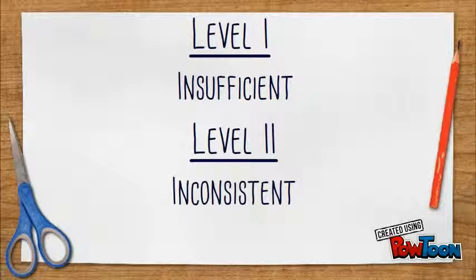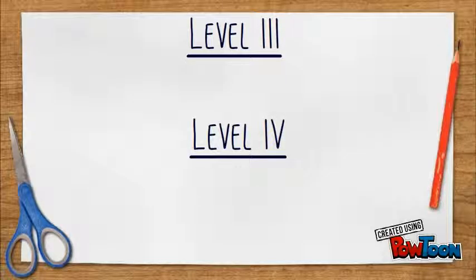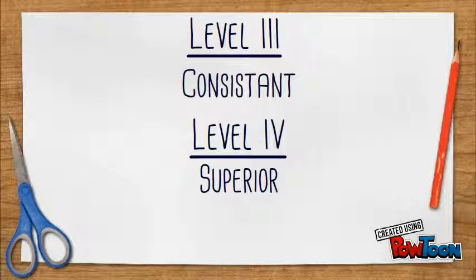Level 1 is insufficient, meaning that they do not have the sufficient mastery of knowledge and skills. Level 2 is inconsistent, meaning that they are inconsistent in their mastery of the knowledge and skills. Level 3 is consistent, meaning that they are consistent in the mastery of knowledge and skills.